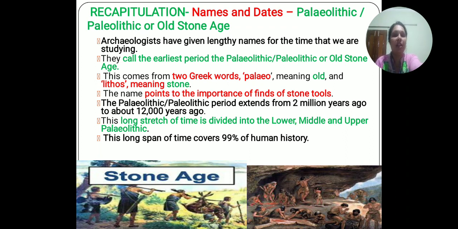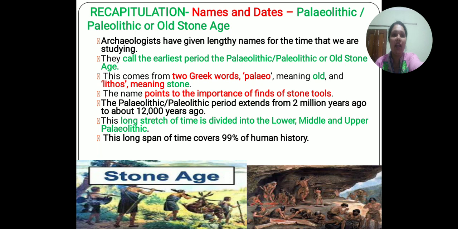Now there are some important names and dates which we have to learn also. There is a Paleolithic stage, which is also called the Old Stone Age. Archaeologists have given lengthy names for the times that we are studying. They have given a particular name for each time period, based on what people were doing, what they were eating, and what kind of clothes they were wearing. There are also particular dates for when that period began and ended. They call the first, earliest period Paleolithic, or Old Stone Age.